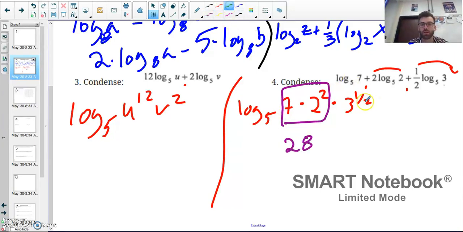Okay, this portion right here, 3 to the 1/2, well, that's the square root of 3. So that's supposed to be the square root of 3, and then the log base 5.